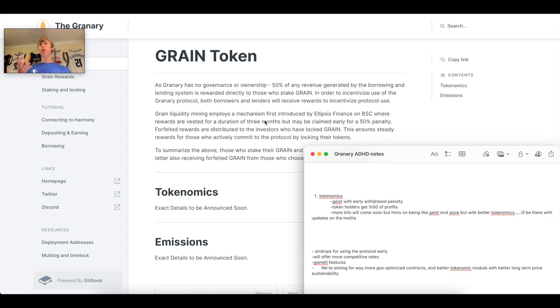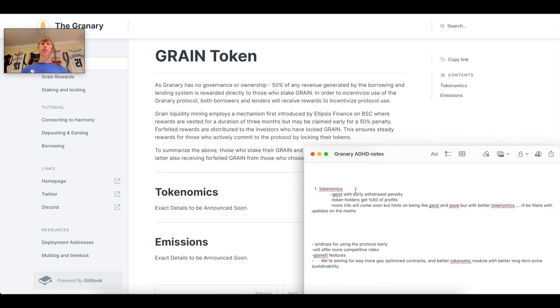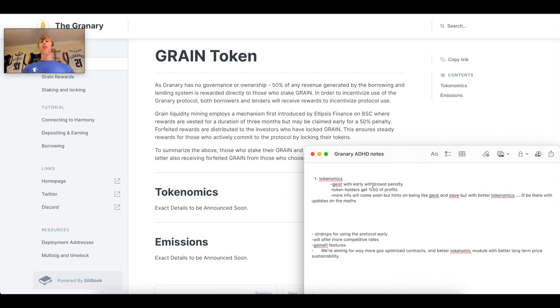Now, what are the tokenomics? What is the use case for using Granary? Well, right now, there is not enough info on it, but I did pull out some information and I am doing some speculation on it. The first part about the tokenomics I want to mention is that the grain token will entitle you to 50% of the revenue generated by borrowing and lending.